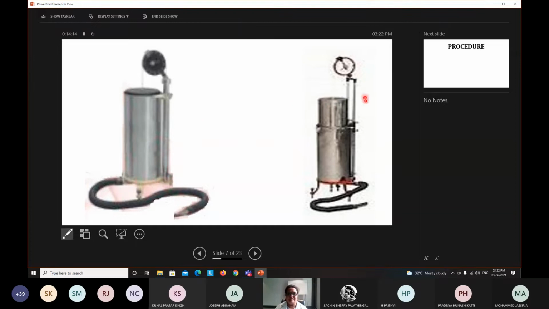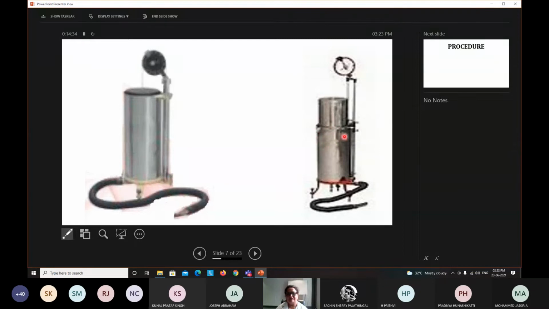I know this is very difficult to understand with a picture. When you actually come to the lab, we are going to show the different parts again, where you will be able to understand better. So this is about the instrument. The capacity of this is 6 liters and it is filled with water.